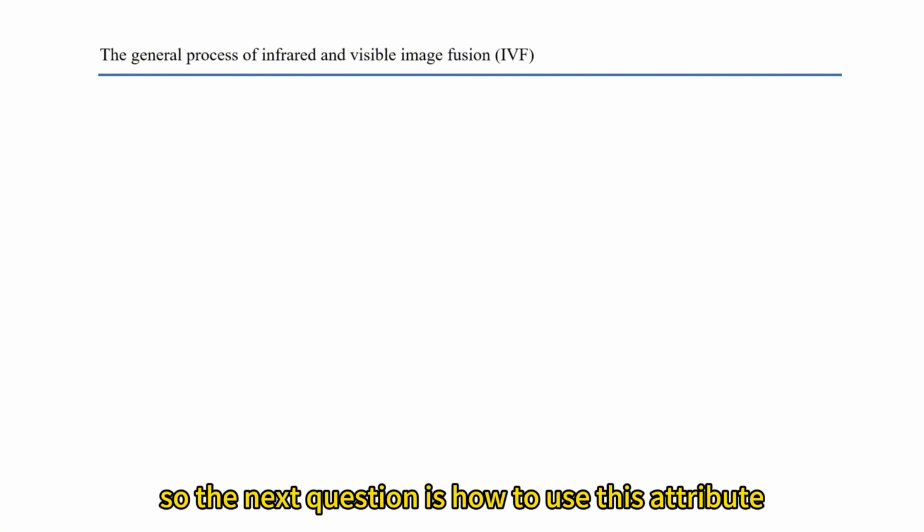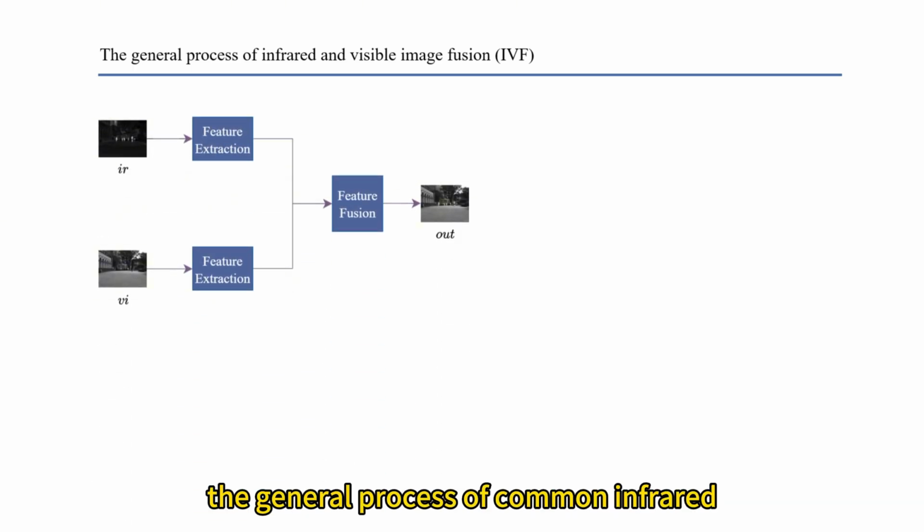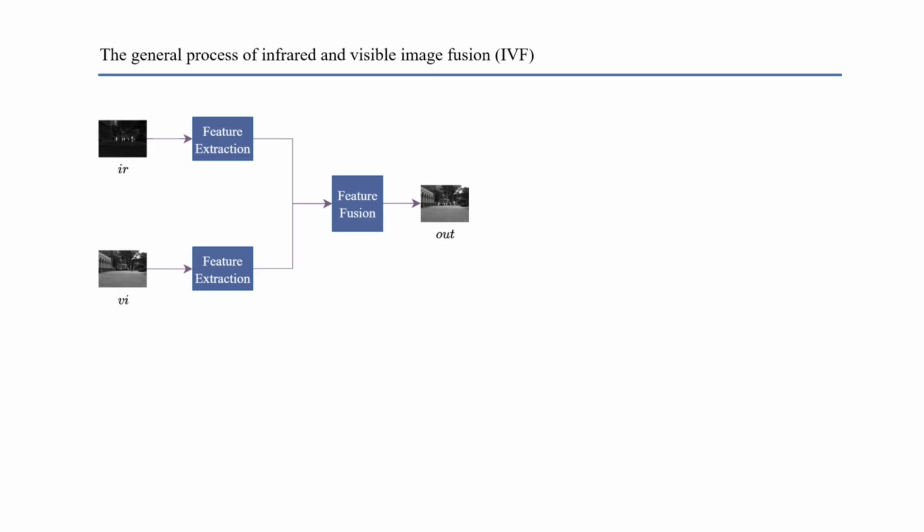All right, now we have discovered that infrared images not only inherently possess a property of attention, but this property is also more accurate and specific. So the next question is how to use this attribute in the process of infrared and visible image fusion to better complete the task. Before answering this question, let's first take a look at the general process of common infrared and visible image fusion, IVF.